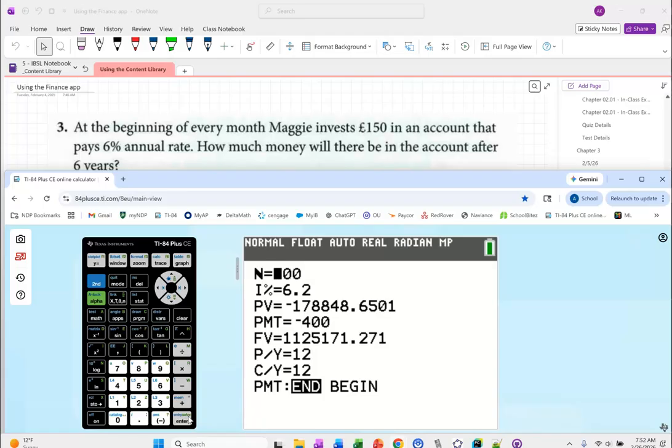Okay? So the question here says, at the beginning of every month, Maggie invests 150 pounds in an account that pays 6% annual interest. How much money will there be in the account after 6 years?